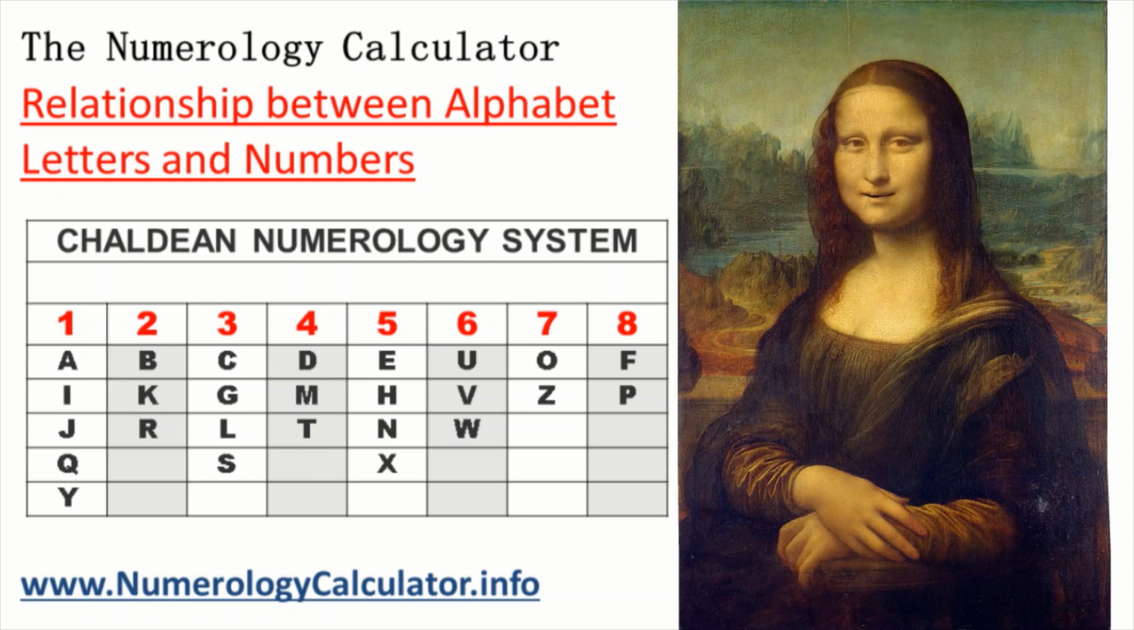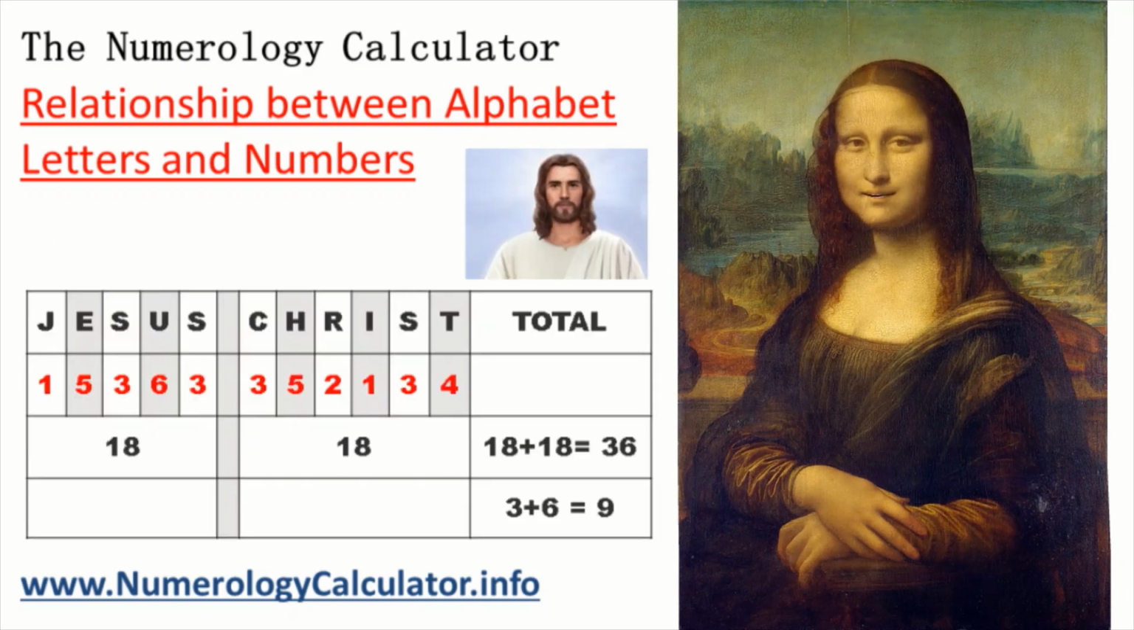Let us take a famous example. The name number of Jesus Christ is shown in this table. You will notice that the name numbers of the words Jesus and Christ taken separately yield 18, 1 plus 8, which is a 9. This is a miracle in itself. The total name number of Jesus Christ is a double 18 or 36, 3 plus 6, which also yields a 9.